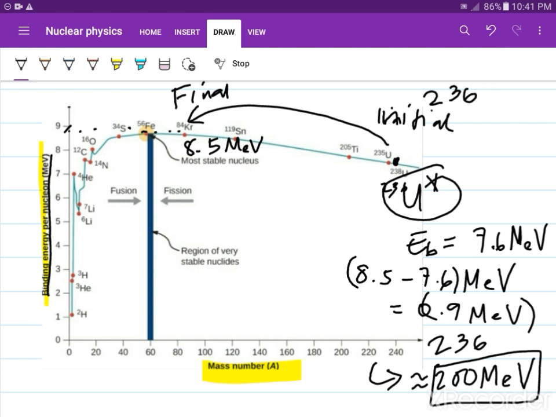So you have this amount of energy from this point to this point. So this is 0.9 MeV.